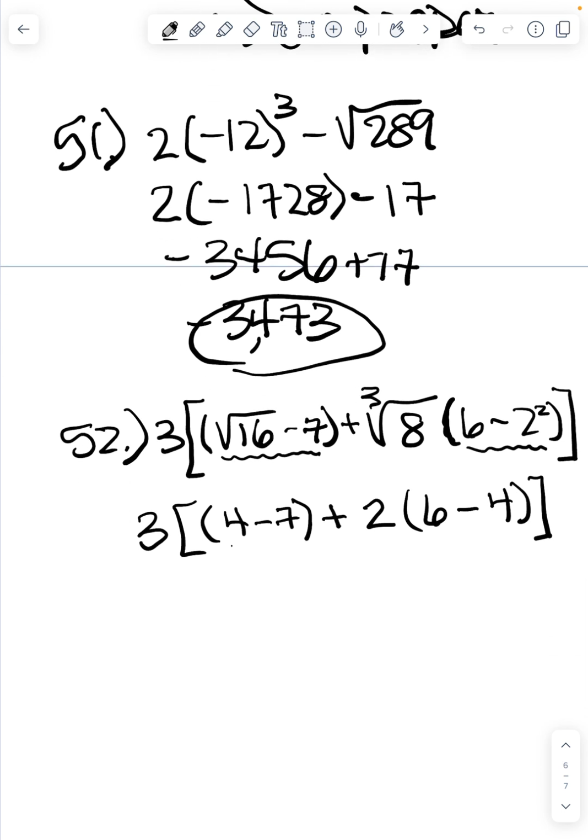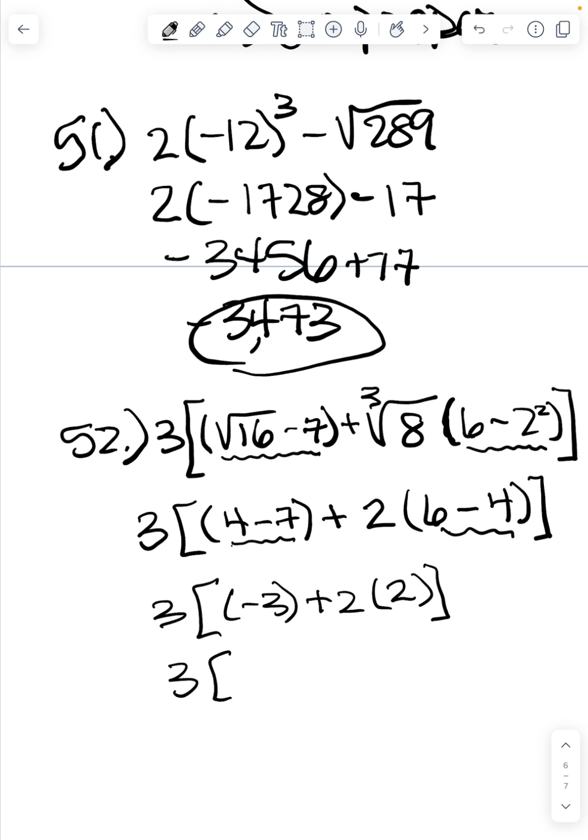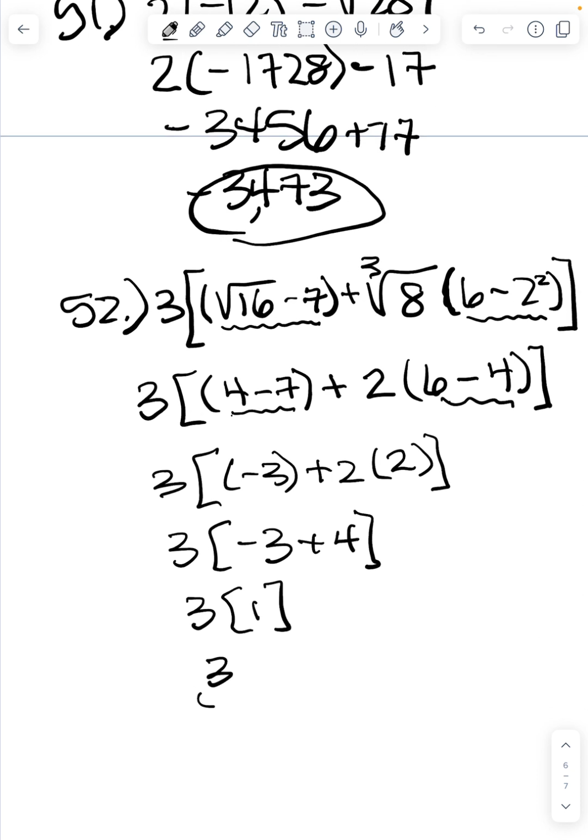All right, again, we're not done inside the parentheses. Let's do these next. So keep this 3, big brackets. This is going to be negative 3 plus 2 times 2. So 3 times negative 3 plus 4, which is going to be 3 times 1, which leaves us with 3.